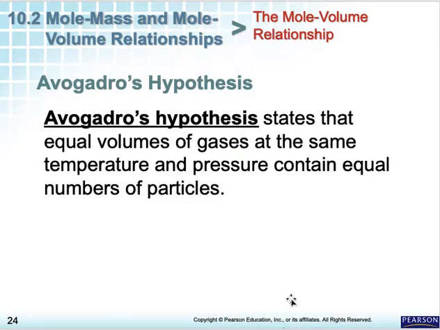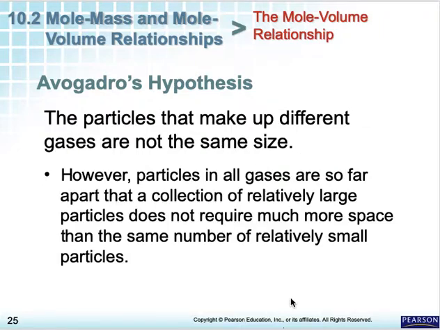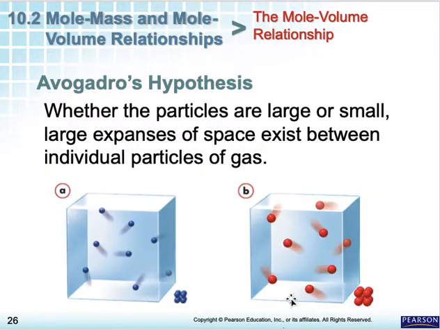So this is Avogadro's hypothesis, and I believe this is one of your vocab words, so you should make sure you know that. I'm not going to read it to you. The particles that make up gases are not all the same size. However, the particles in a gas are very far apart, and therefore the volume is mostly empty space, and we assume that the particles really don't occupy very much volume. And so they all occupy the same volume at the same temperature.